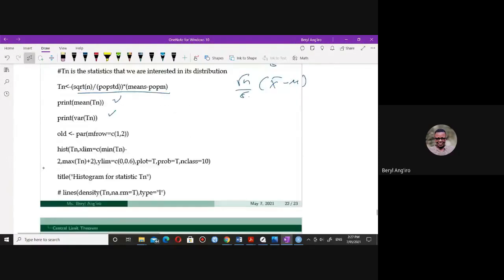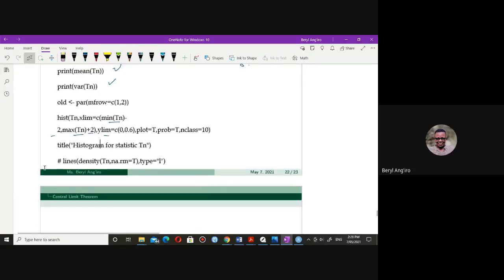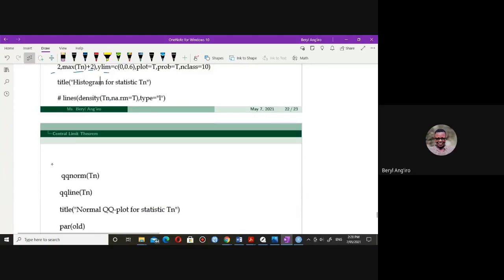Then we can plot a histogram of Tn and the limits for x. We have the minimum of t minus 2, then the maximum plus 2. Then for the y limits, we're just giving the limits. We're specifying the limits of the y-axis and the x-axis. Then we're plotting t, plot is true, probability is also true. Then we give it a title. Then we can add the density line on top of the histogram.